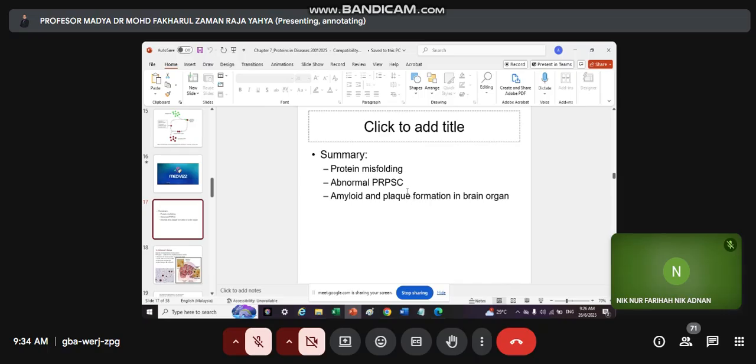Okay, we can summarize that TSE is about protein misfolding, related to protein misfolding. It's about the conversion of PrPC to PrPSc, and it becomes more critical due to the plaque formation in the brain organ, and this TSE disease can cause death.